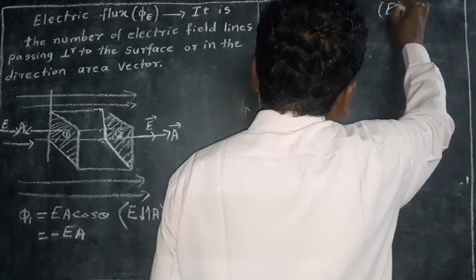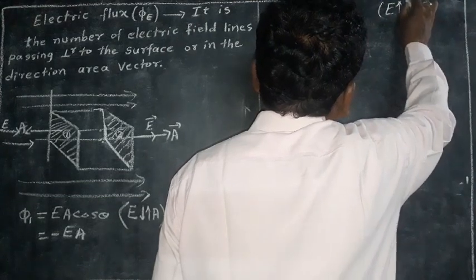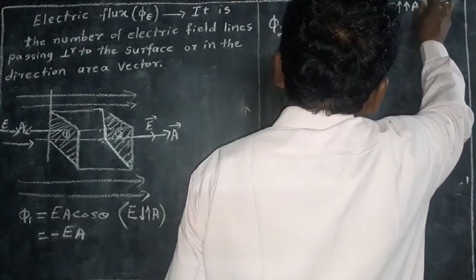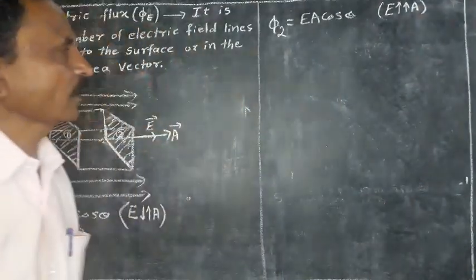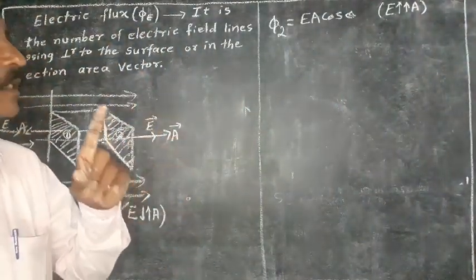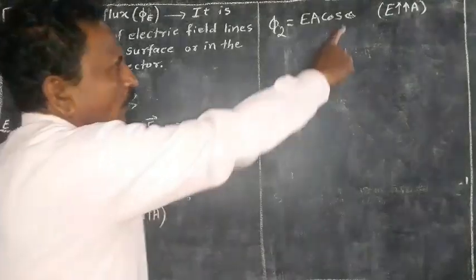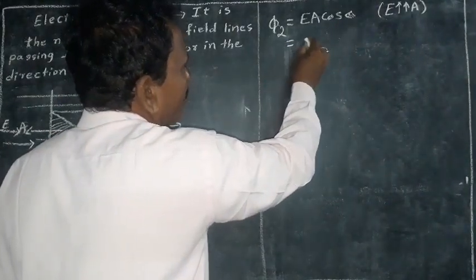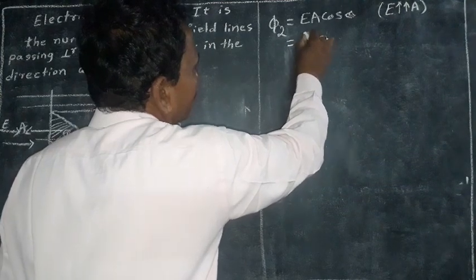They both are parallel to each other, moving in the same direction. Then the angle between E and A is equal to 0. If theta equal to 0, cos 0 equal to 1, then the flux through the second surface is plus EA.